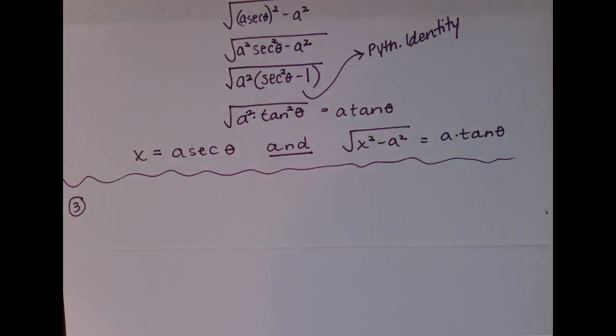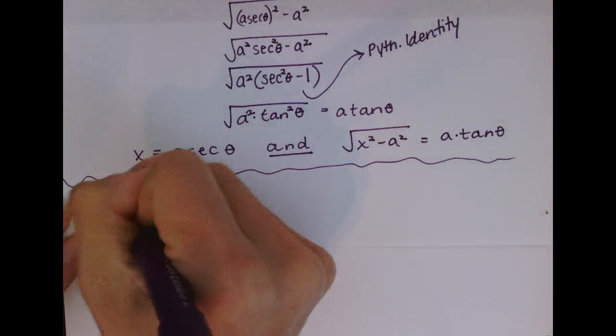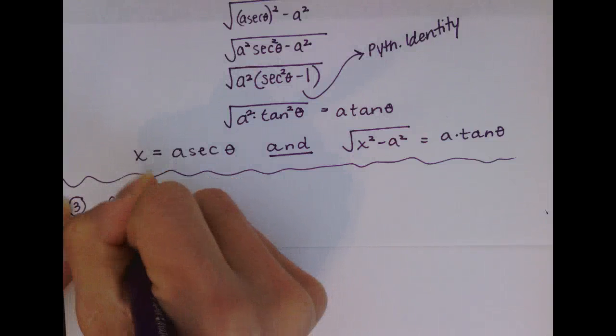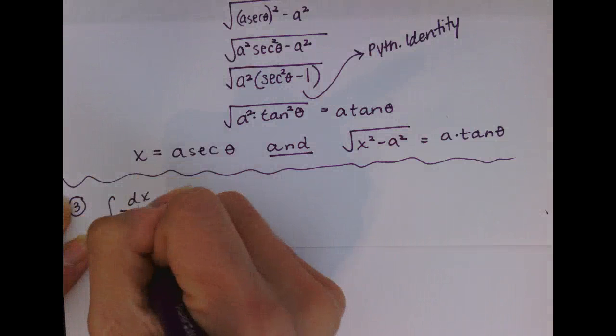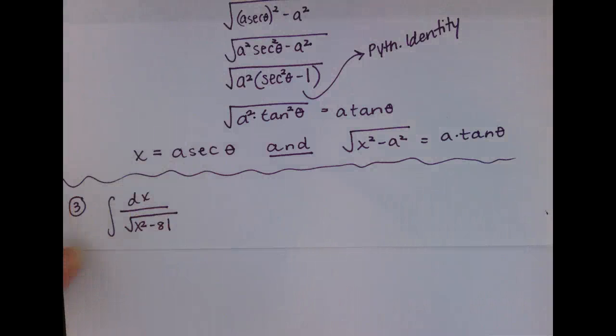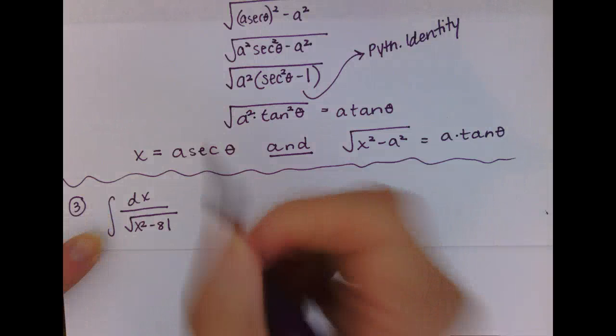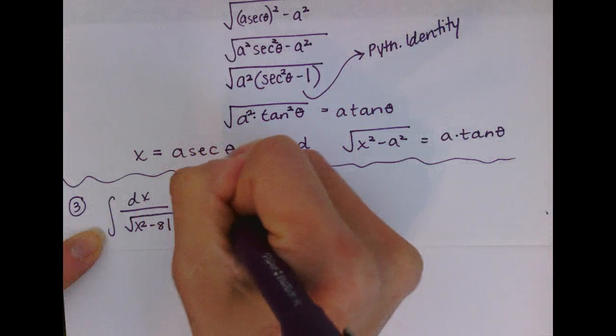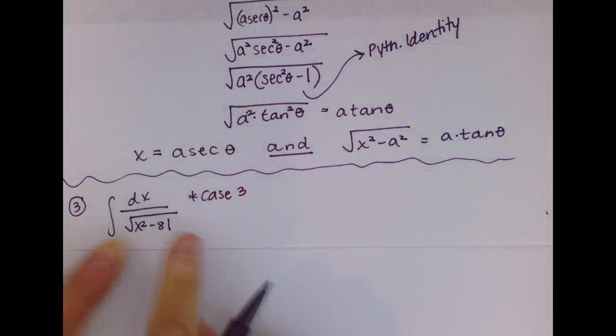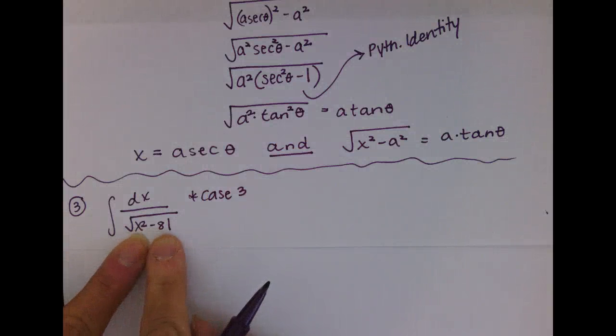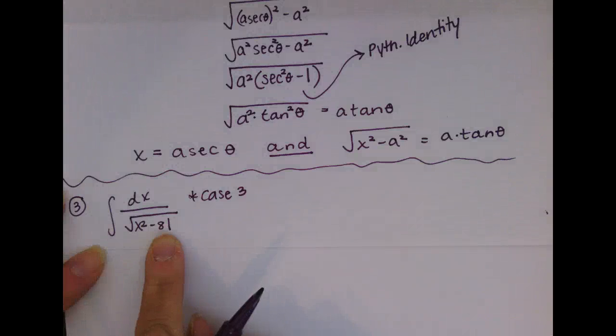So the example we have here is going to be finding the antiderivative, or the integral, of dx over the square root of x squared minus 81. Again, case 3 applies because of the order in which the subtraction happens underneath the square root.